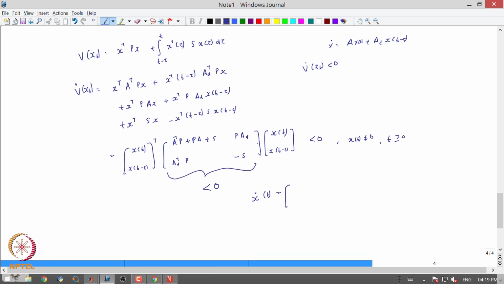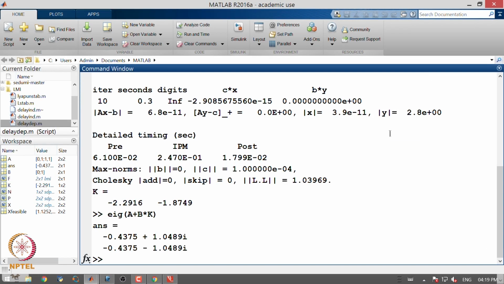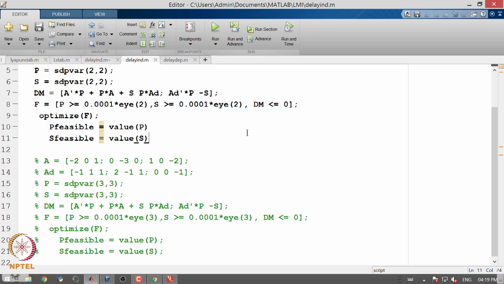x dot of t is [-1, 0; 0, -2] x of t plus [1, 0; 0, 1] x(t minus tau). If I just run this code here, my unknowns are P and S, and they are 2 cross 2.